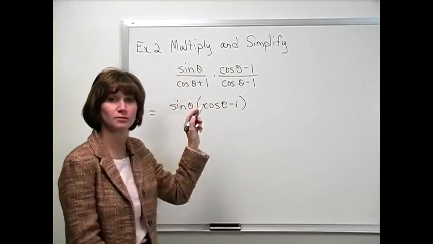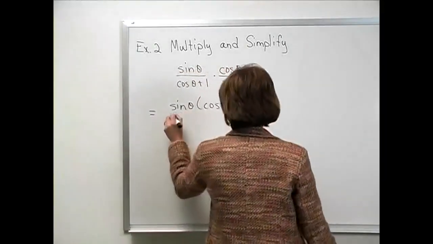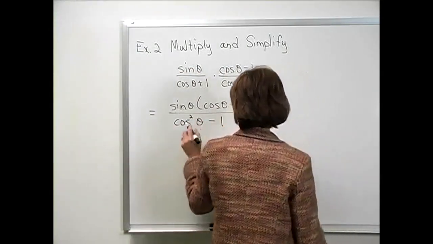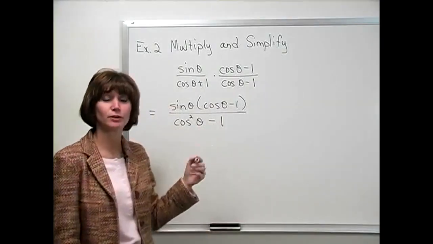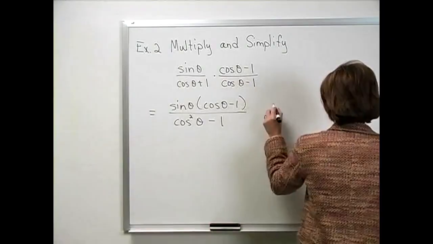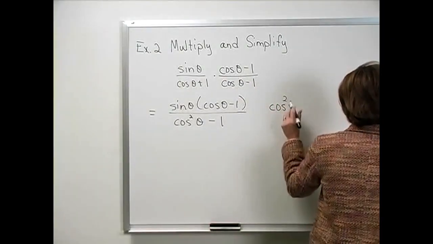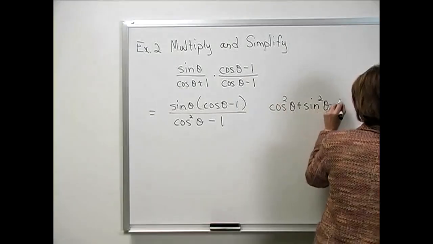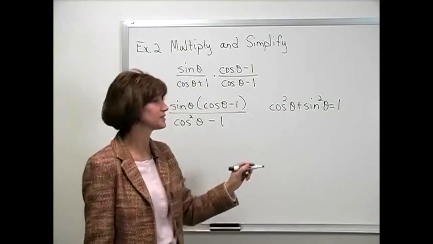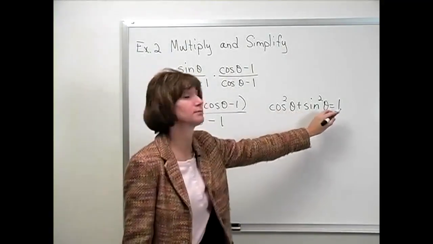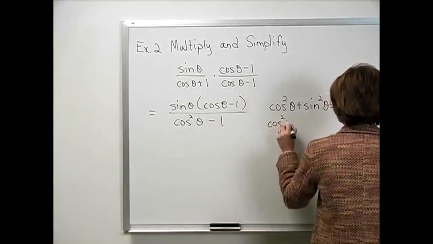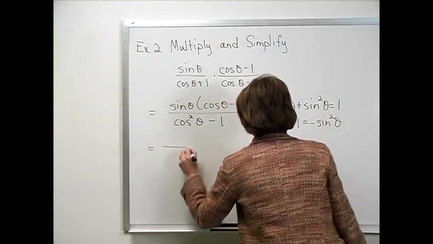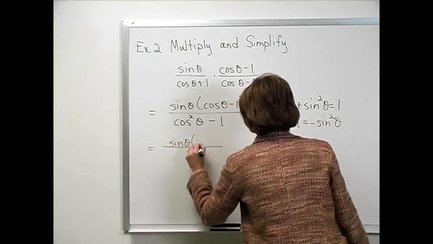Now, what is cosine theta plus 1 times cosine theta minus 1? Of course, that's cosine squared theta minus 1. Now, this should sort of be recognizable to you because you know one of the Pythagorean identities is cosine squared theta plus sine squared theta equals 1. Well, I want to know what's cosine squared theta minus 1. So, of course, if I subtract 1 from this side and subtract, I'm going to get that cosine squared theta minus 1 equals negative sine squared theta. So I can replace the denominator with negative sine squared theta.